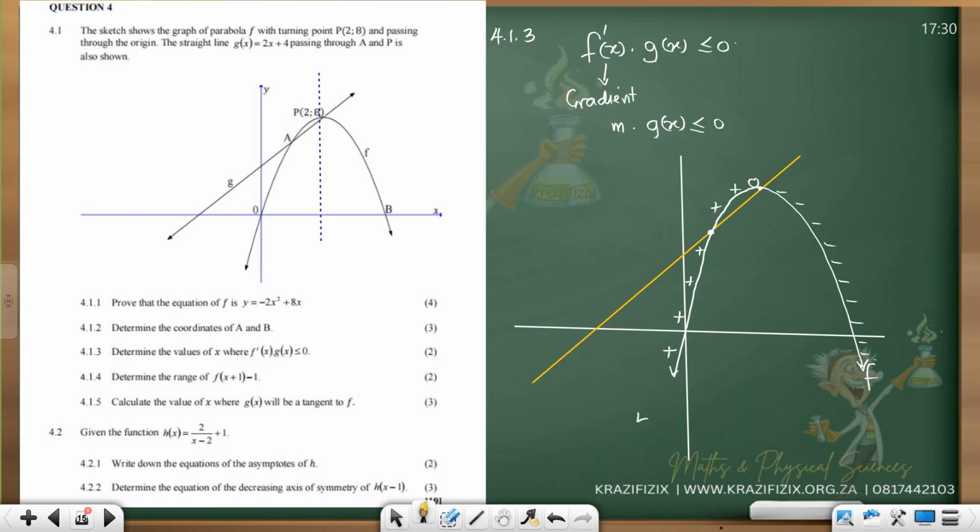Now, g of x, what do we know about g of x? It's negative here, negative, negative. It's 0 there, and it is positive above the x-axis. Now, what are we looking for?